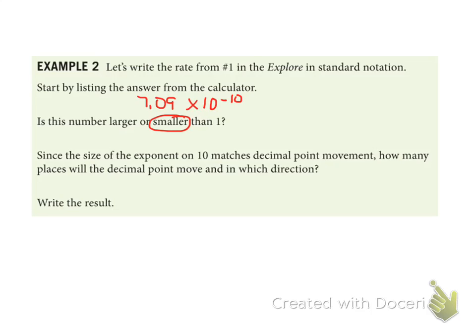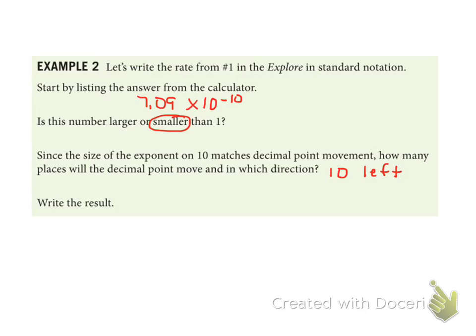Since the size of the exponent on 10 matches decimal point movement, how many places will the decimal point move, and in which direction? So how far is it going to move? 10. Since it's a small number, which way are we going to move the decimal point? Left. So it's going to move 10 to the left.